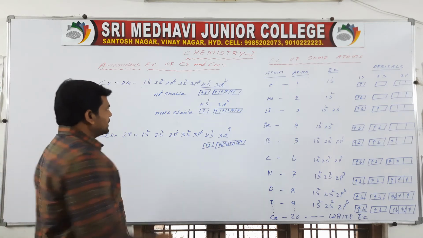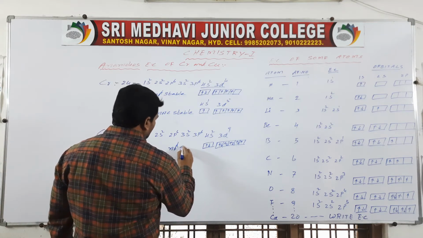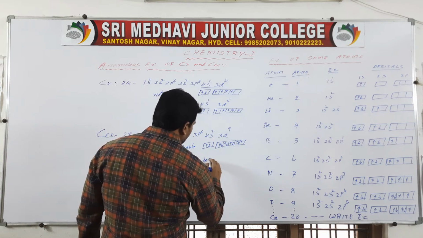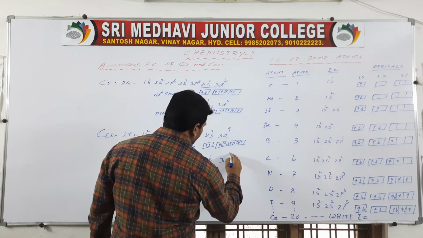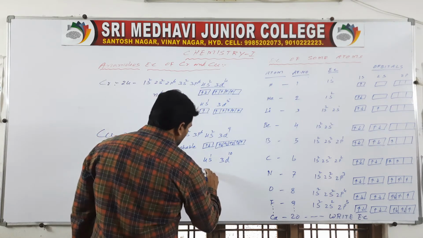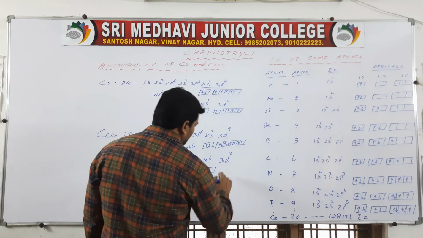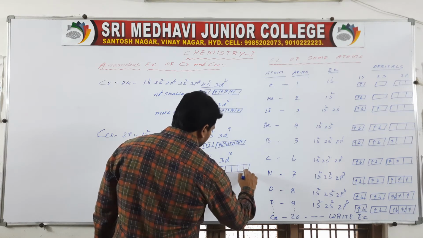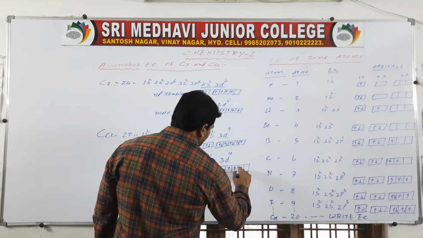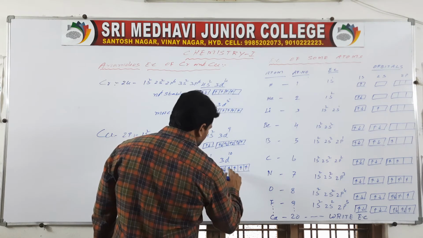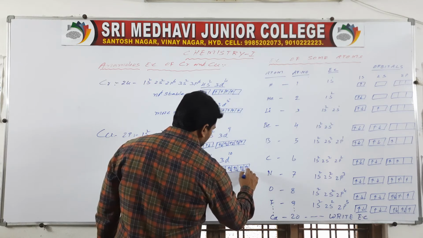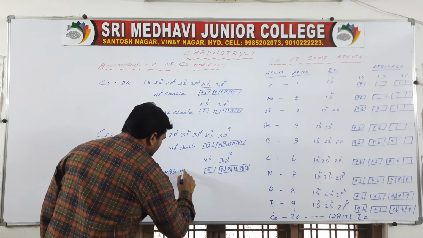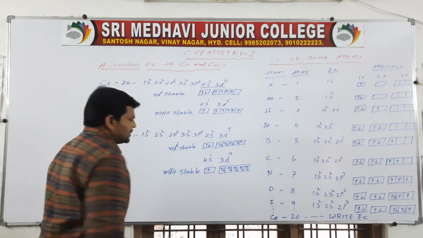Now it is not stable. So its electron configuration changes to 4s1, 3d10. Then s orbital is having how many? 1 electron. Then d orbital is having how many? 10 electrons. 1, 2, 3, 4, 5, 6, 7, 8, 9, 10. So it is more stable.